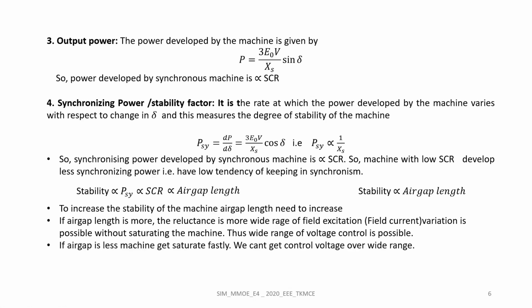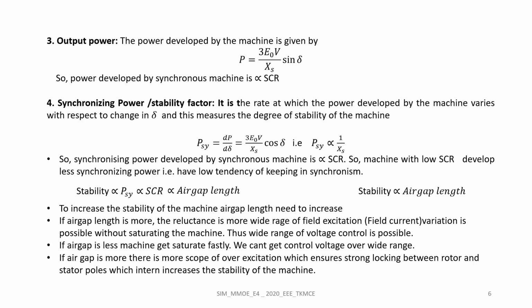So if air gap length is less, what happens? If air gap length is less, the machine gets saturated fast. We can't obtain good control of voltage over a wide range. If air gap length is more, there is more scope of over excitation, which ensures strong locking between rotor and stator pole, which in turn increases the stability of the machine.